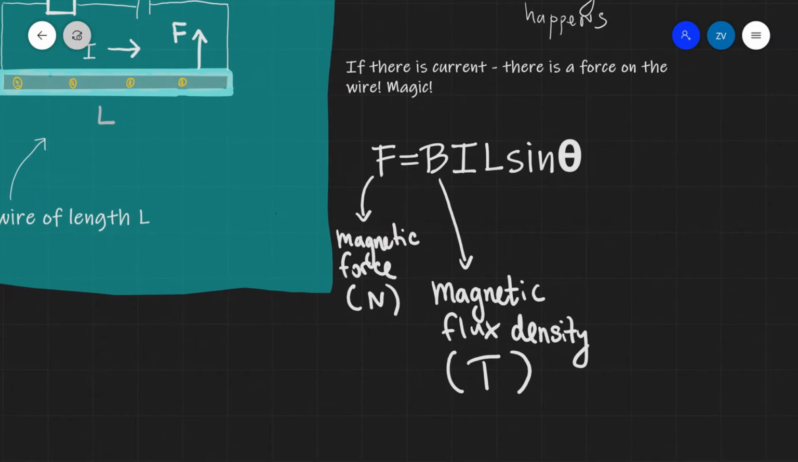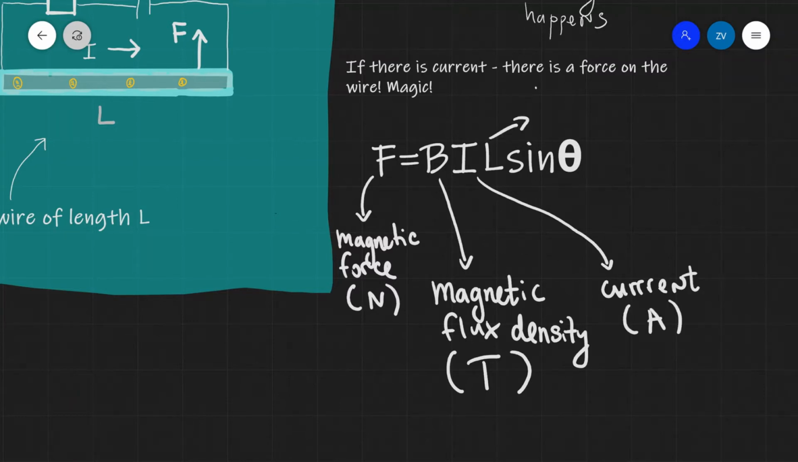And 1 Tesla, by the way, is normally a huge amount of magnetic flux density. It's comparable to the magnetic flux density of something like an MRI machine. So it's a very dangerous one. So most of the magnetic flux densities that we're going to be dealing with are going to be of the order of milliteslas. I is the current through the wire. So the current measured in amps, as we know.